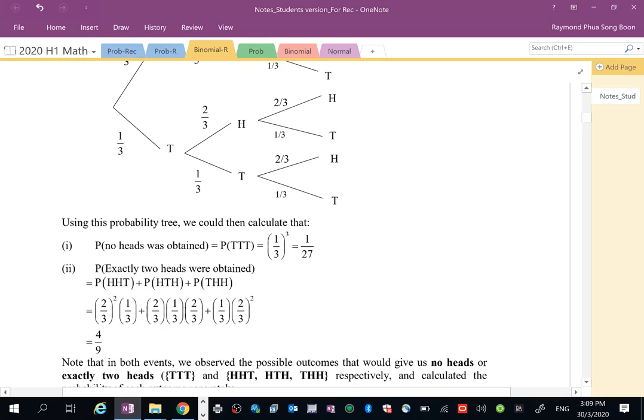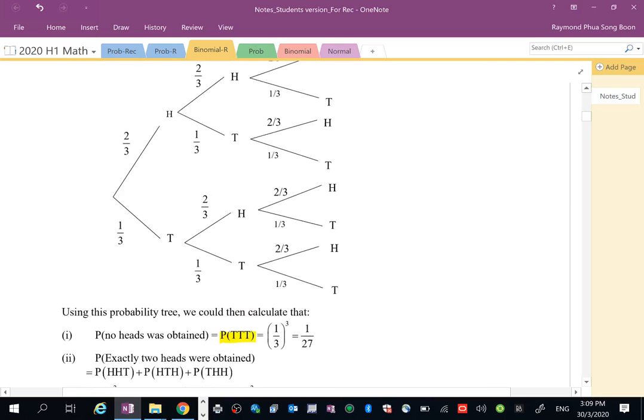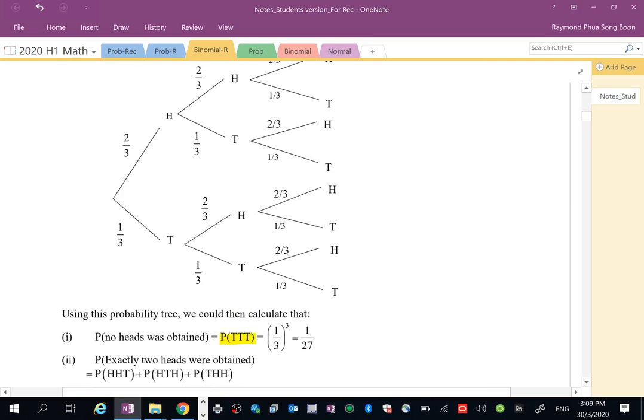No heads is obtained. That means the probability of TTT, the probability of getting tail, so that will be this part: 1/3 times 1/3 times 1/3. Okay. Part 2, probability of getting exactly 2 heads.